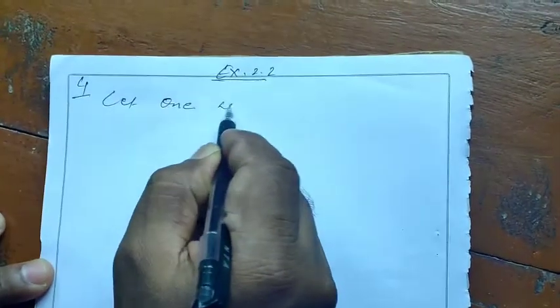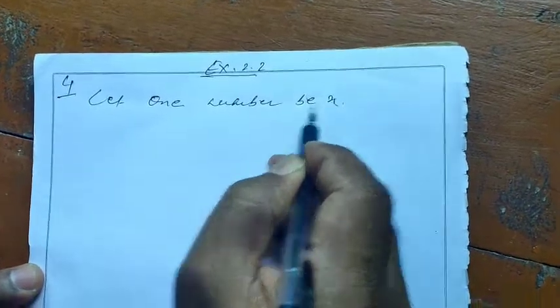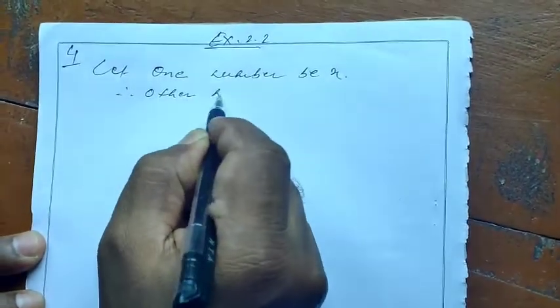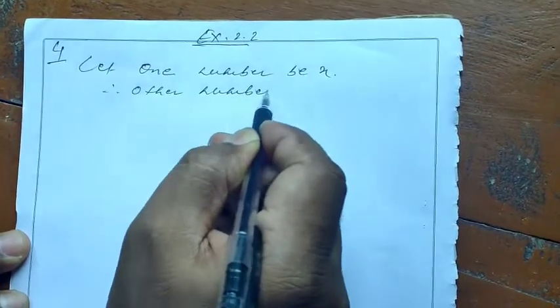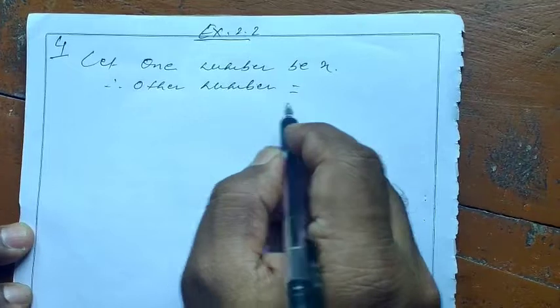Exercise 2.2, question number 4. Sum of two numbers is 95. If one exceeds the other by 15, find the numbers. Let one number be x. Therefore, the other number is equal to x plus 15.